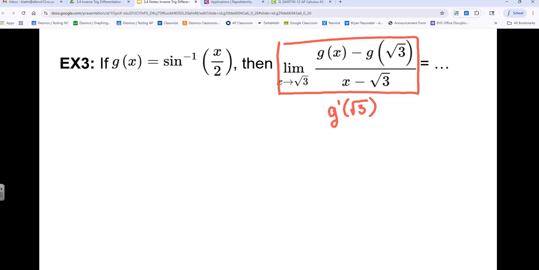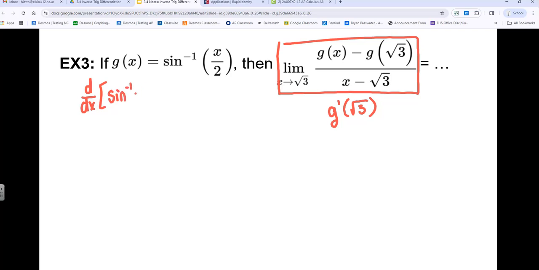You don't do anything else with that except look at it and recognize it: oh, wait, that's the limit definition of the derivative. This is asking for g prime of root 3. So you need to find g prime of x first. Then you will plug in your root 3. Okay? So, the formula for inverse sine, we just had it.